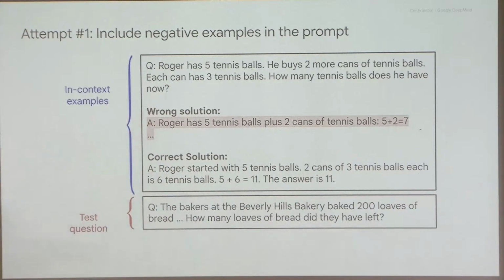So for example, the wrong solution in this case is: Roger has 5 tennis balls plus 2 cans of tennis balls, 5 plus 2 equals 7. And obviously it's wrong because you can't add balls and cans. And then the correct solution as before.